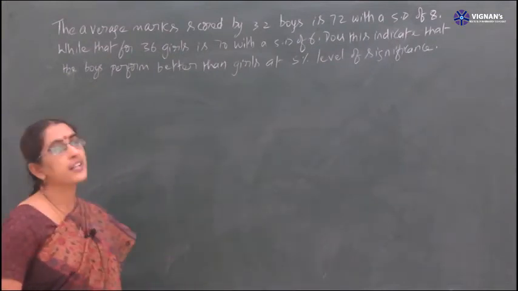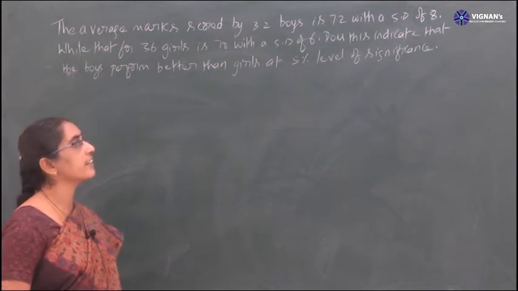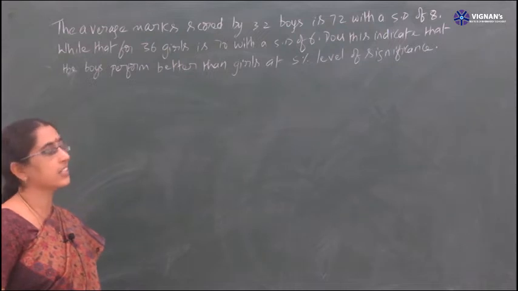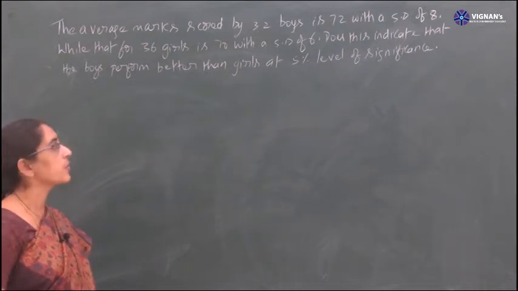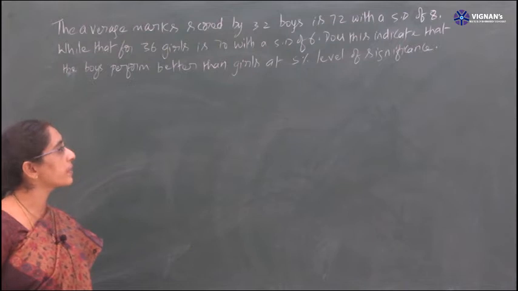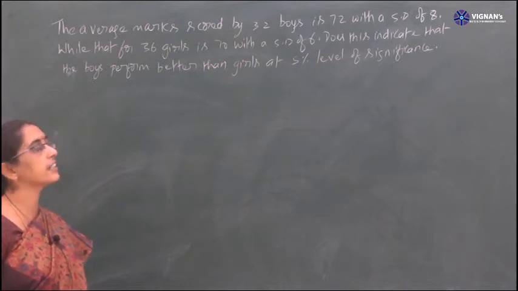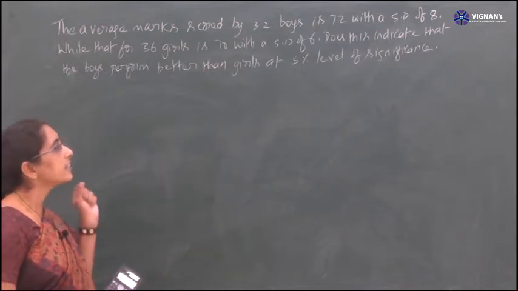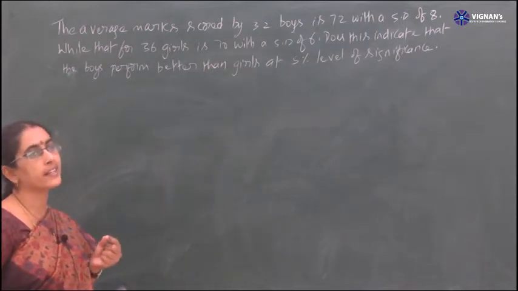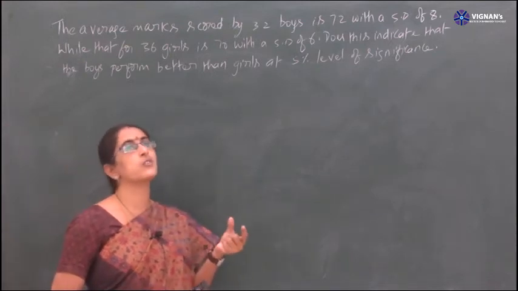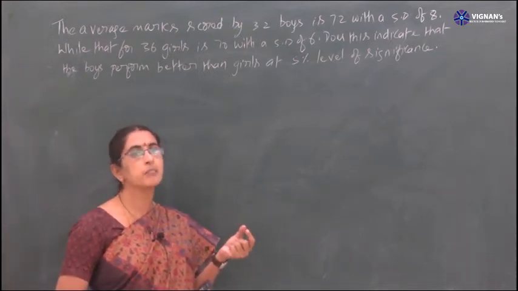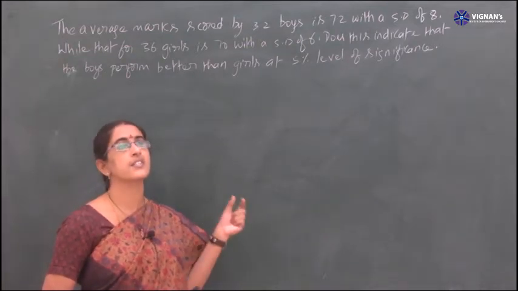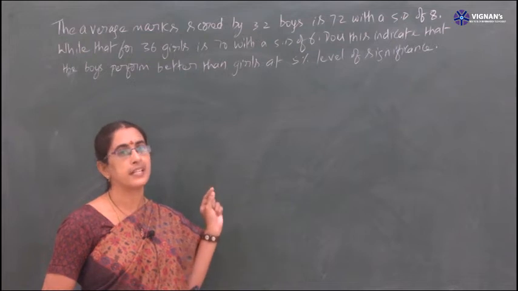The average marks scored by 32 boys is 72 with a standard deviation of 8, while for 36 girls it is 70 with a standard deviation of 6. So does this indicate that the boys perform better than girls at 5% level of significance? Now in the question, it is just given that does this indicate that boys perform better than girls. The performance of the student can be assessed by the average mark, right? So indirectly they are asking you to test the difference between the means.